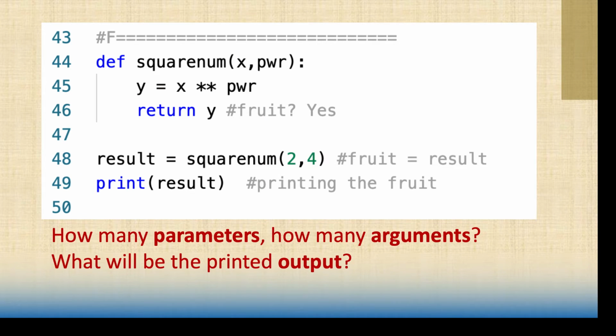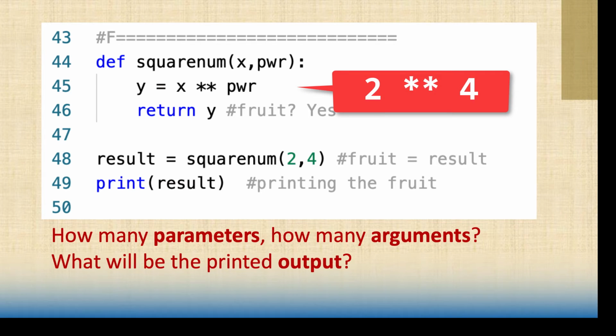And on this one, we have 2 arguments and 2 parameters. It says how many parameters, how many arguments? Well, it's pretty obvious. On line 48, we have 2 arguments, 2 and 4, and on line 44, we have 2 parameters, x and power. And they're matching up so that x is going to be 2 and power is going to be 4. So when it runs the calculation inside the function, it's going to say y equals 2 to the 4th power, and it's going to return y, which should be 16.